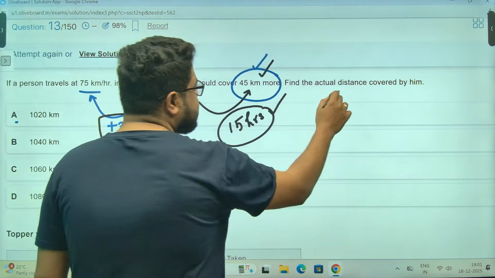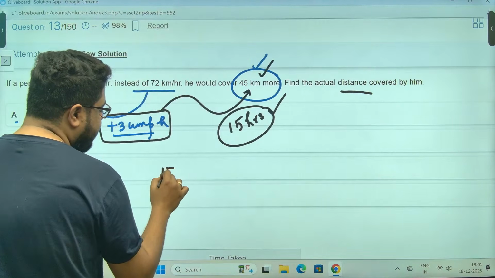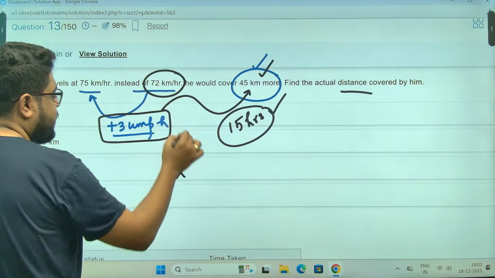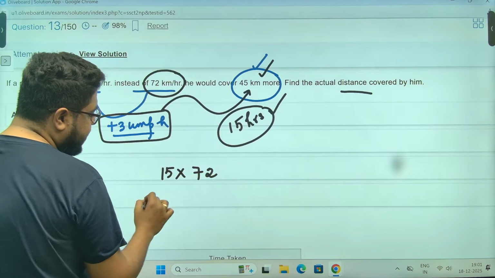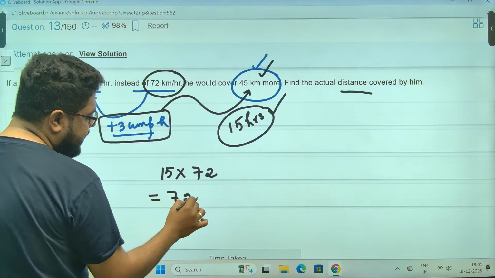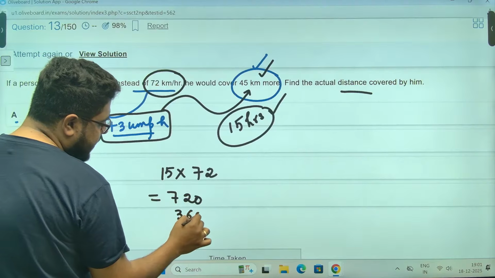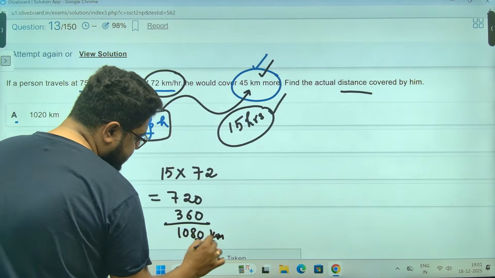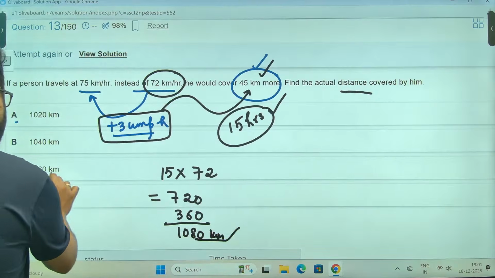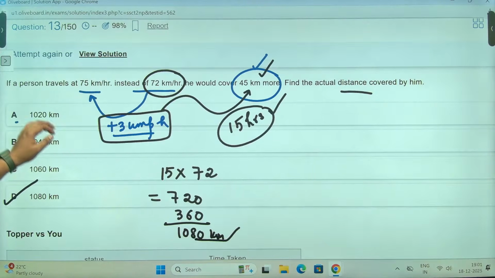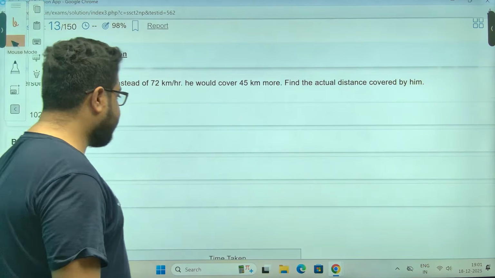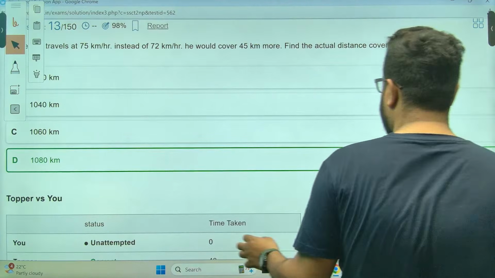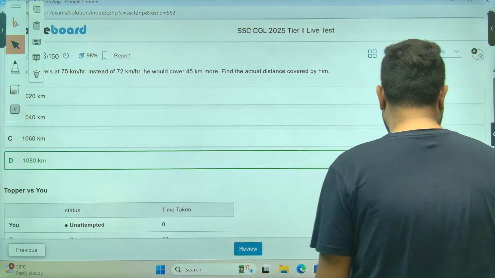So actual distance covered will be how much, sir? 15 hours into his actual speed, which is 72. So 72 into 10 is 720, into 5 is 360. That means 1080 kilometers is the answer, sir. Option D is the correct answer. That is most definitely your correct answer. Avijit, yes, you are absolutely correct, brother.